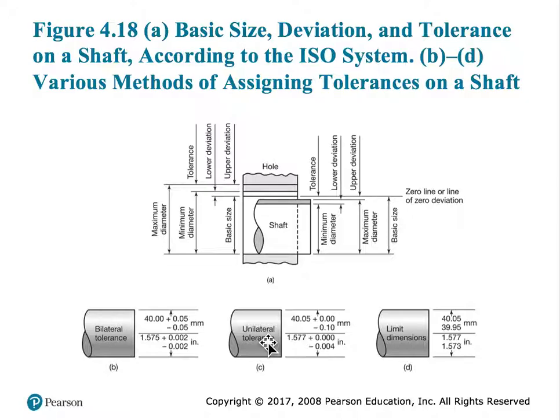So what is 1 mil equal to? 1 mil is equal to approximately 25 microns.